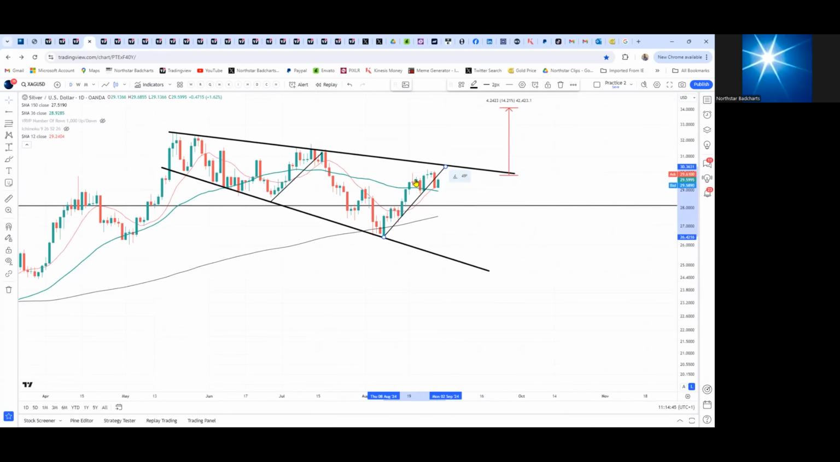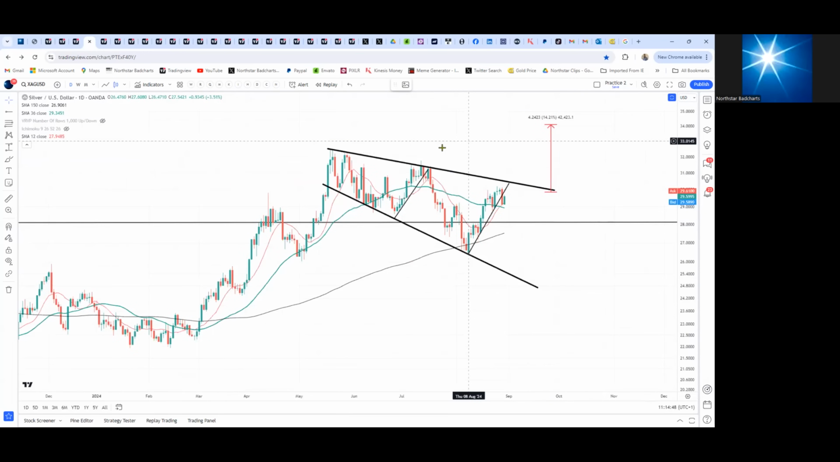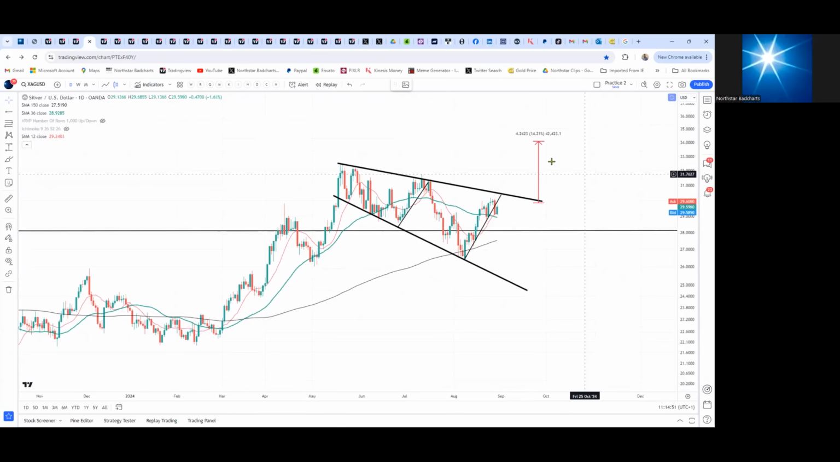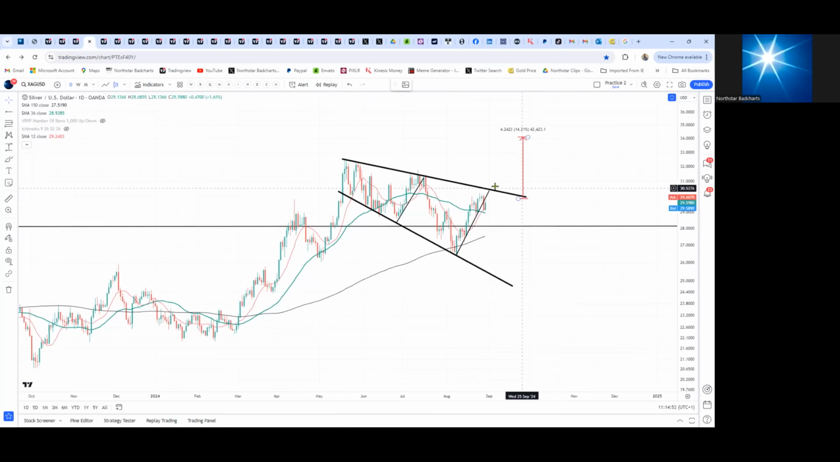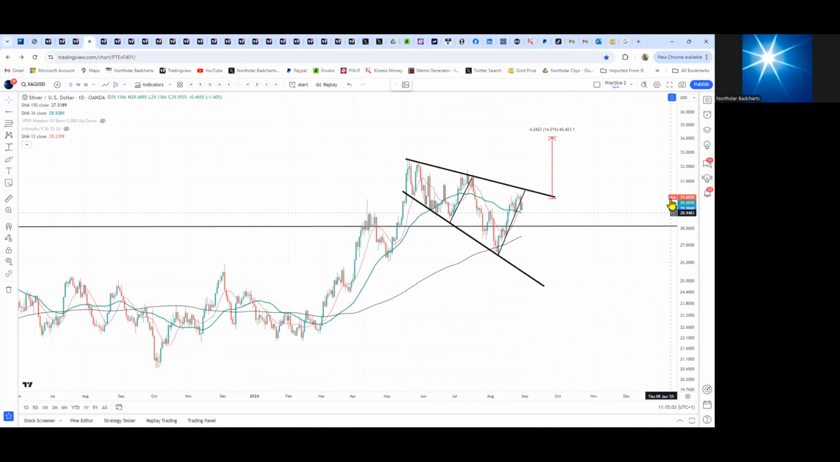So what can we conclude? Well, any move above $30.50 would be very bullish indeed, because that would be a breakout from that expanding wedge. So that's the first thing to say. So a daily close above, let's say $30.50 would send a strong bullish signal that the next up leg is coming.